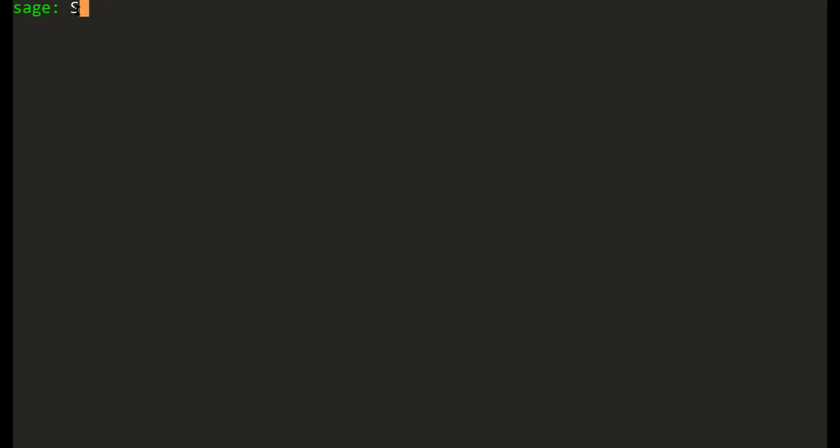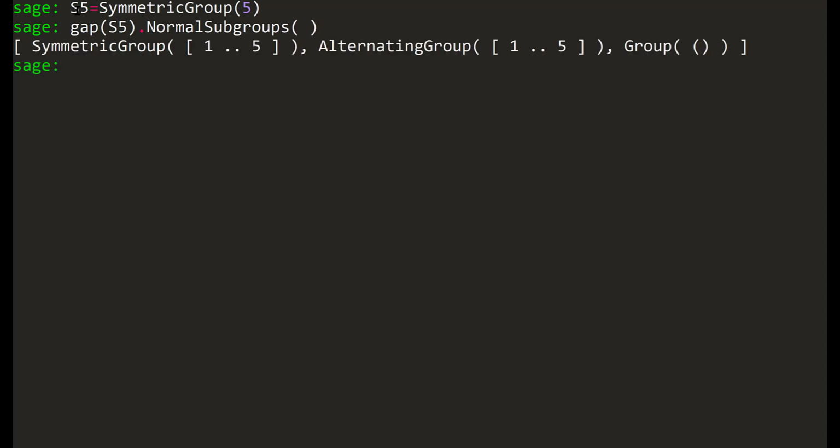So now let's examine the normal subgroups of S5. Let me put S5 as this, and then we will say GAP, S5 dot normal subgroups. What it gives us is only 3: the symmetric group, the identity, and the alternating group.